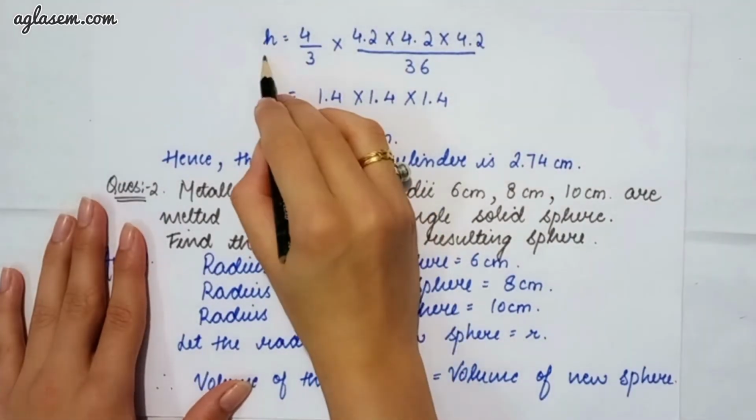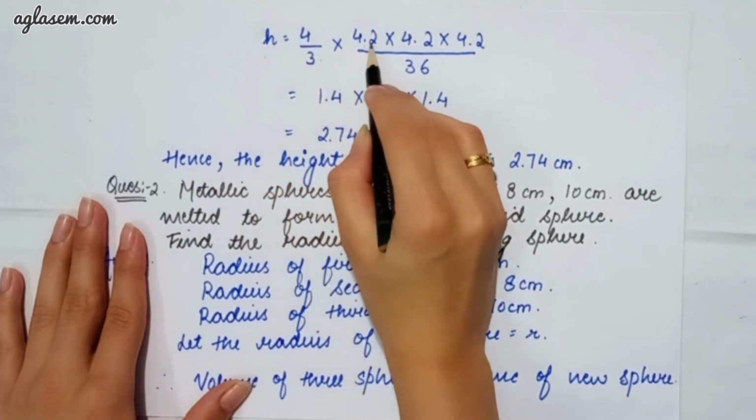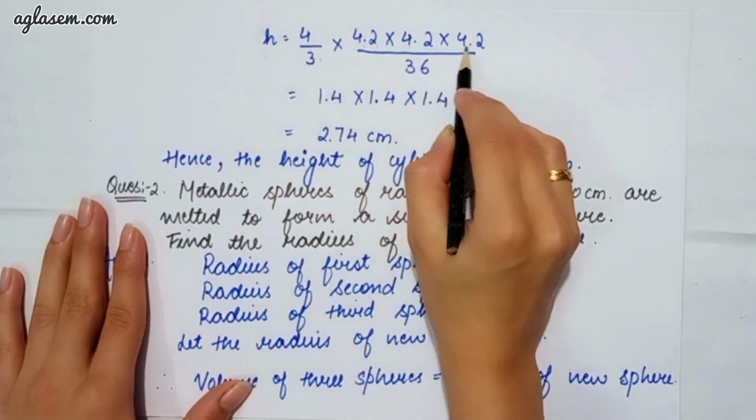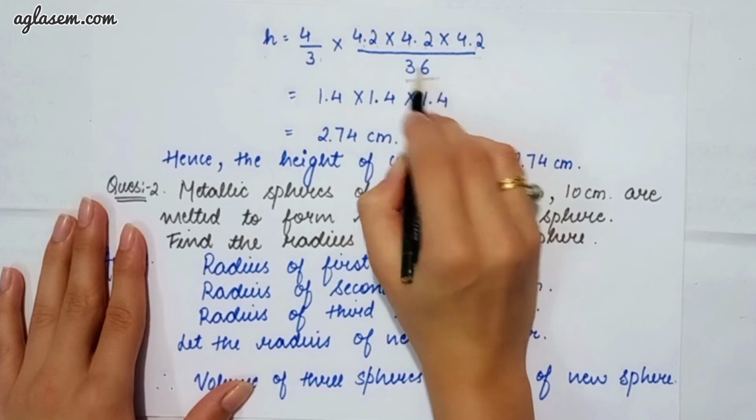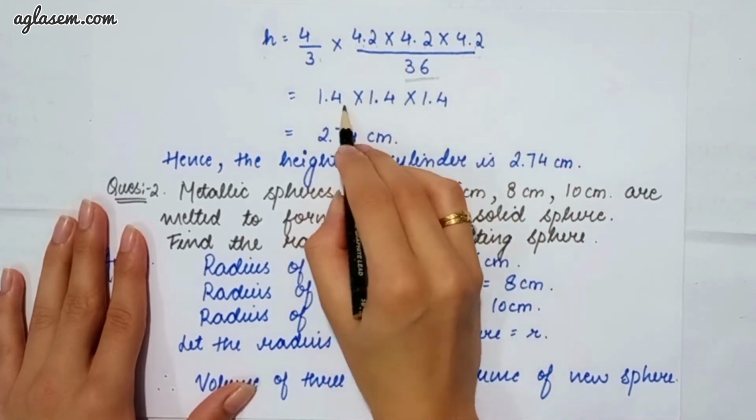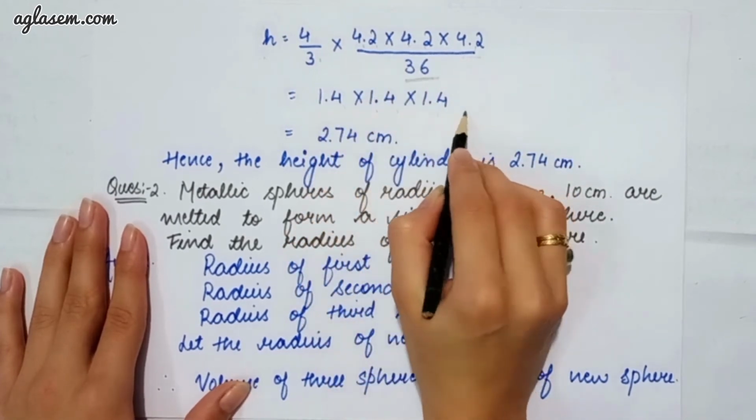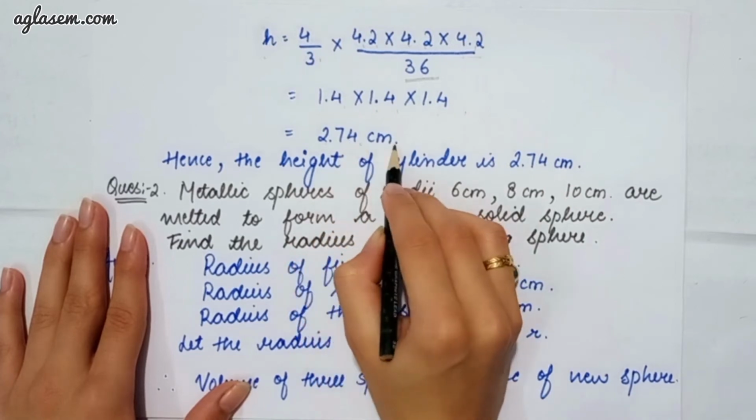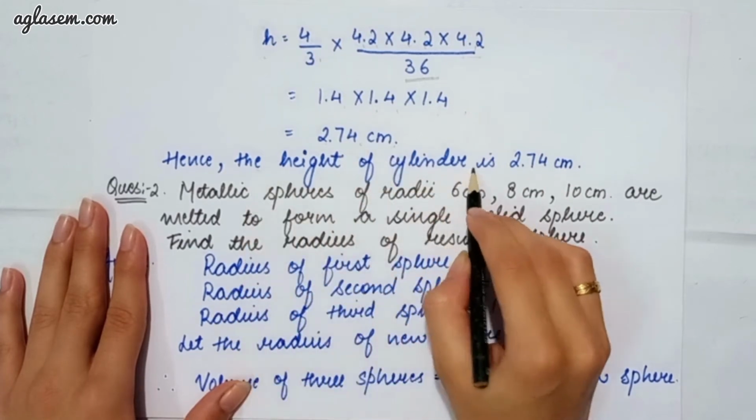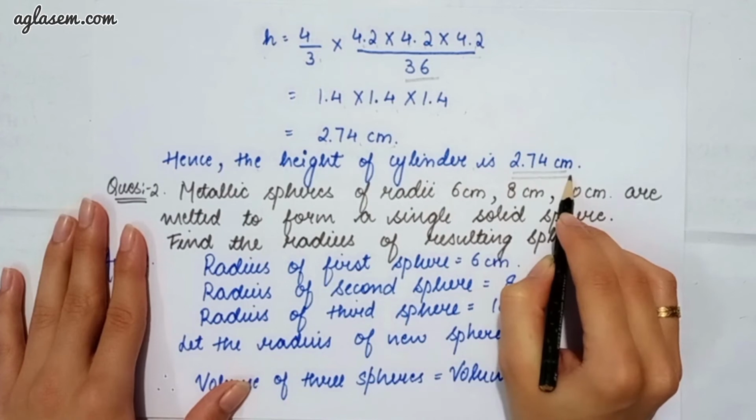Moving further, H is equal to 4 upon 3 into 4.2 into 4.2 into 4.2 divided by 36. Solving this we will get 1.4 into 1.4 into 1.4, that is 2.74 centimeter. So this is the height of the cylinder, that is 2.74 centimeter.